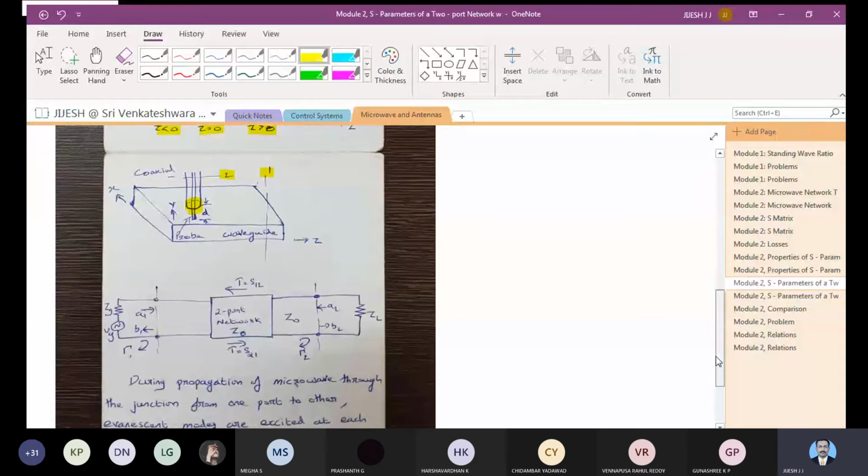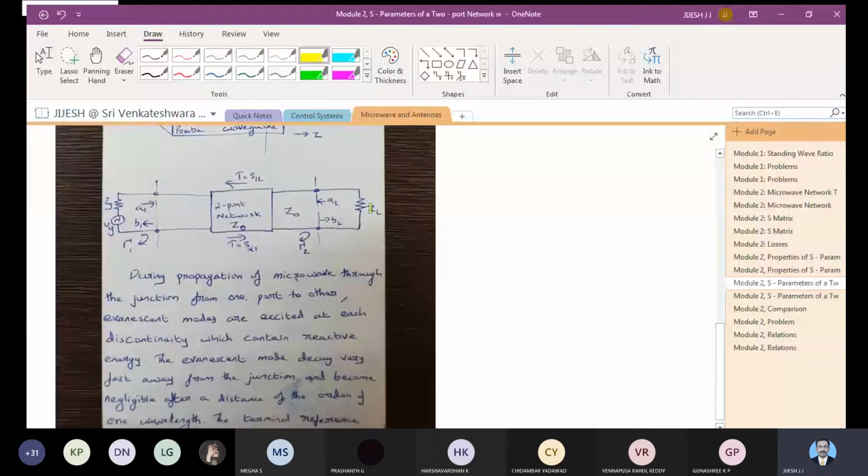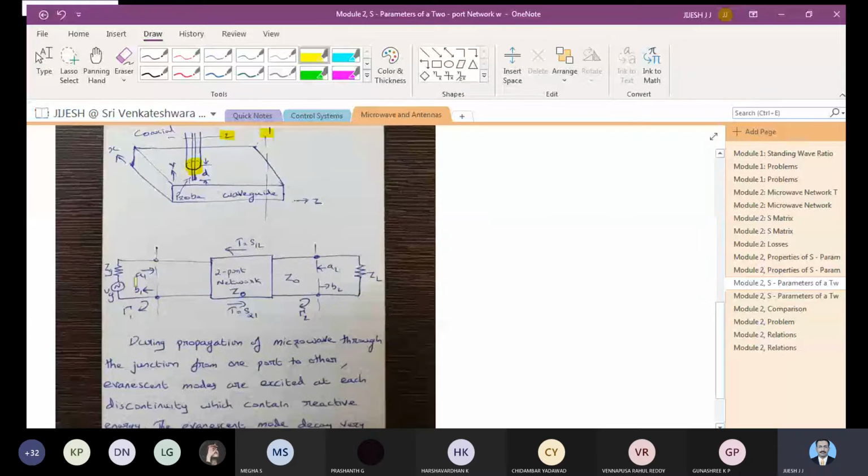So this is what you can see. This is the entire mathematical representation, or the equivalent circuit, for a mismatched network. It's the same circuit that you can see here, where you have two-port networks. This is the input port, and this is the output port, and this is a two-port network where you have Z0 as the characteristic impedance.